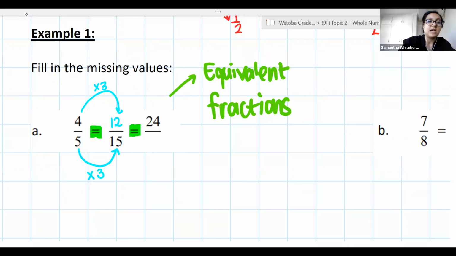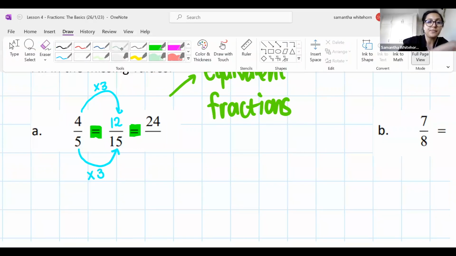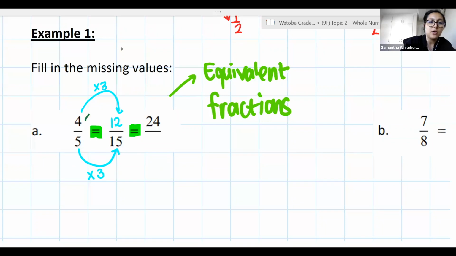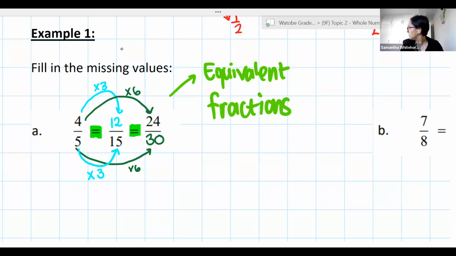Now, if we want to get the second one, you can look at it however you want. I'm just going to refer back to the first fraction. If we look at our second one, what are we timesing 4 by to get 24? Well, if we times that by 6, I'm going to get 24. So that means I must times 5 by 6 as well in order to get my denominator. So we've got 24 over 30.